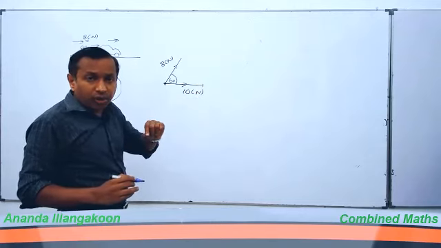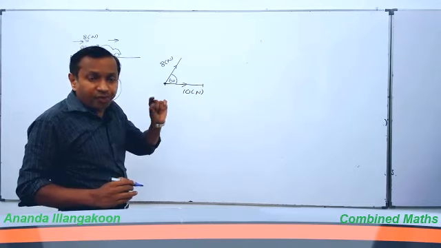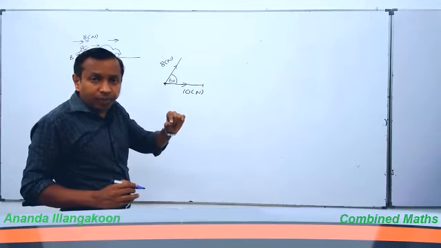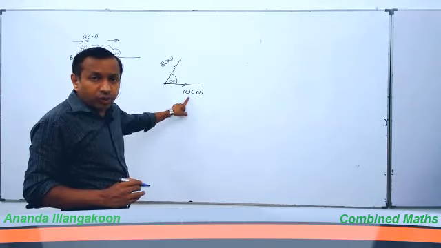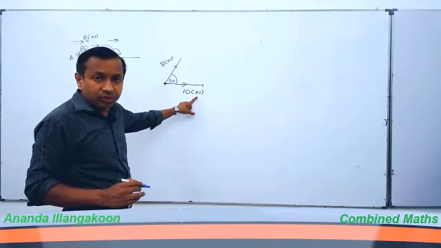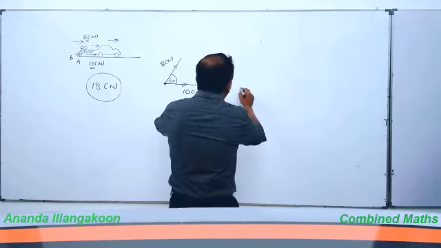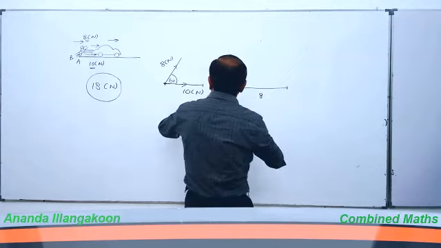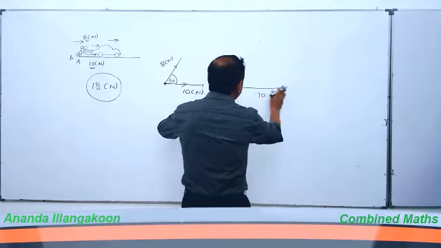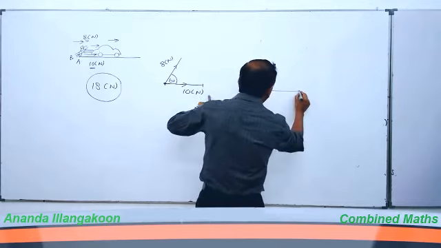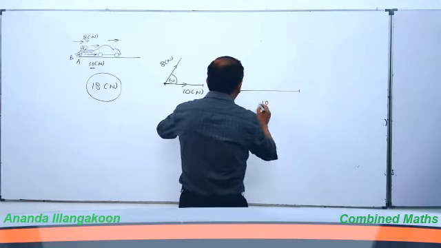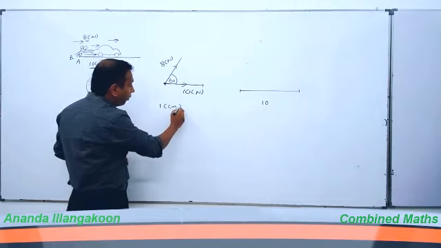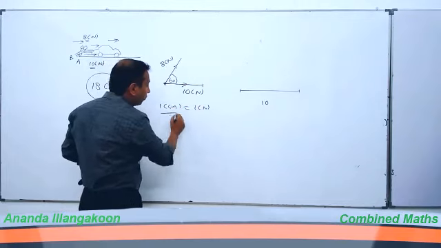The parallelogram law of forces says: to represent these two forces, draw adjacent sides of a parallelogram. The lengths of the sides of the parallelogram are equal to the sizes of the forces. So I have to draw a 10 centimeter long line segment to represent this 10 Newton force. My scale is what, people? 1 centimeter denotes 1 Newton force.